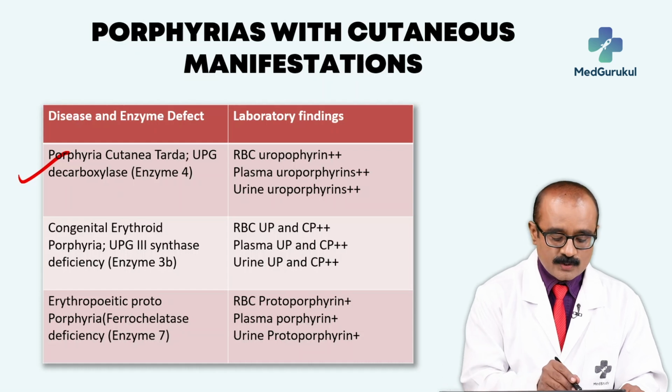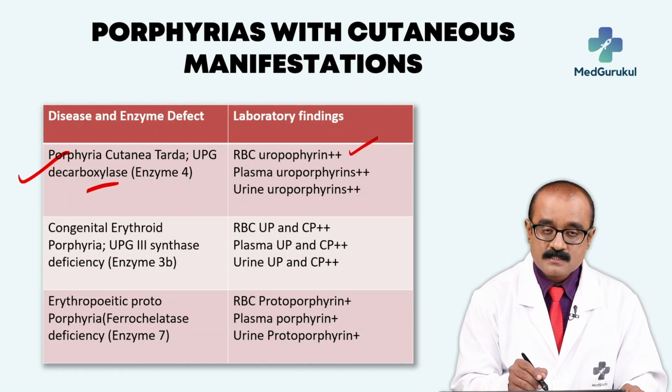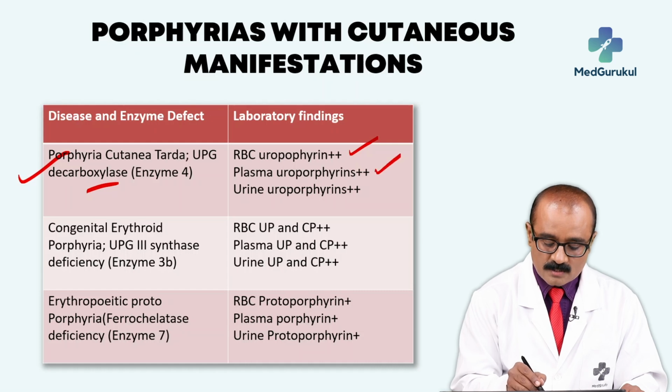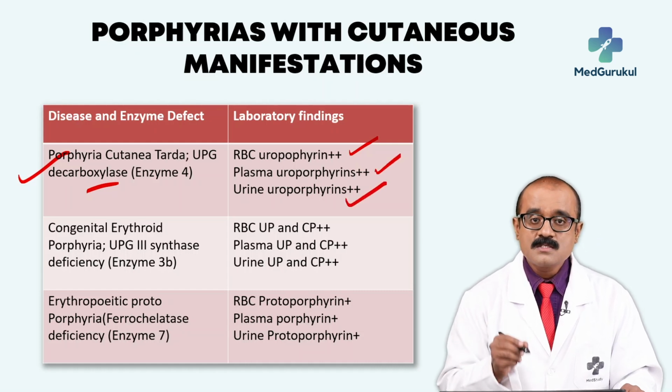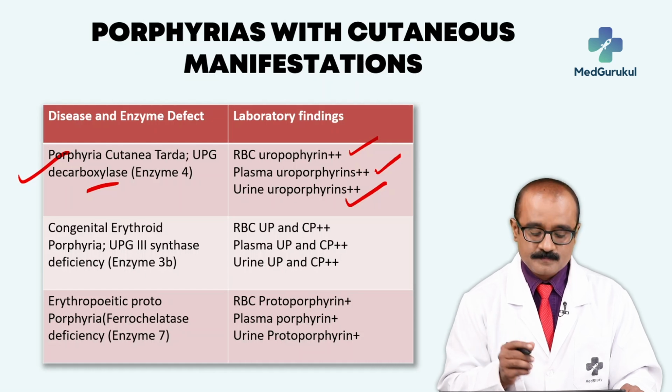The enzyme defect is UPG decarboxylase. In RBC, uroporphyrin is increased. In plasma, uroporphyrinogen is present. In urine also, uroporphyrins are increased. So, because of the increase in the porphyrins, there is fluorescence. The porphyrins can cause skin damage because of the free radicals.